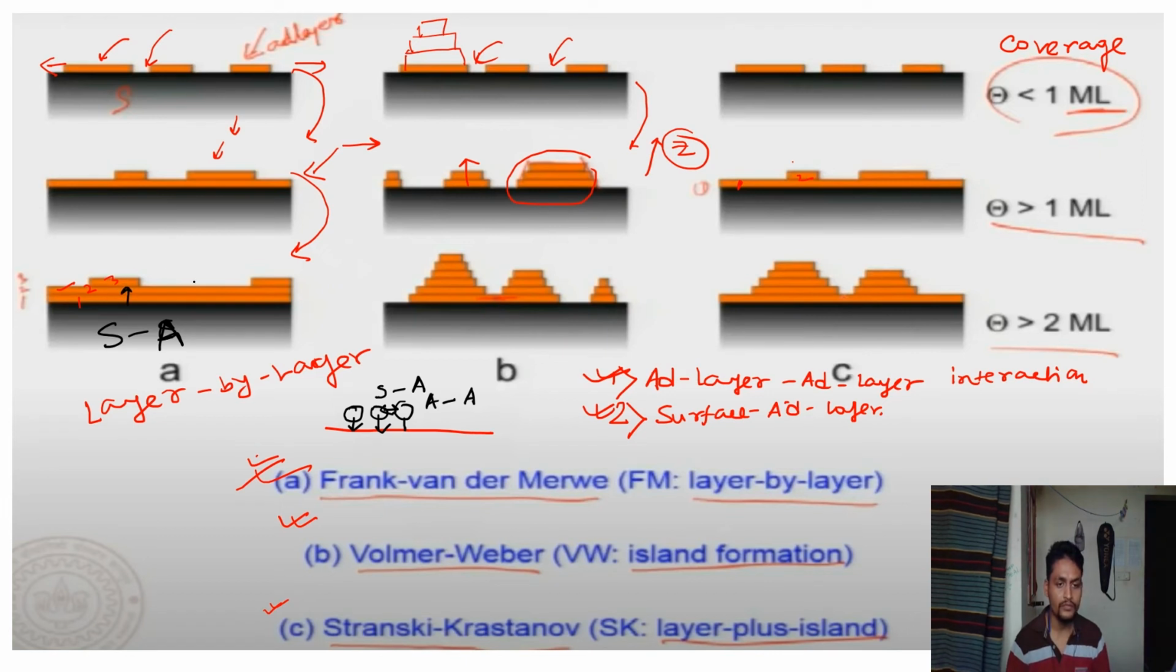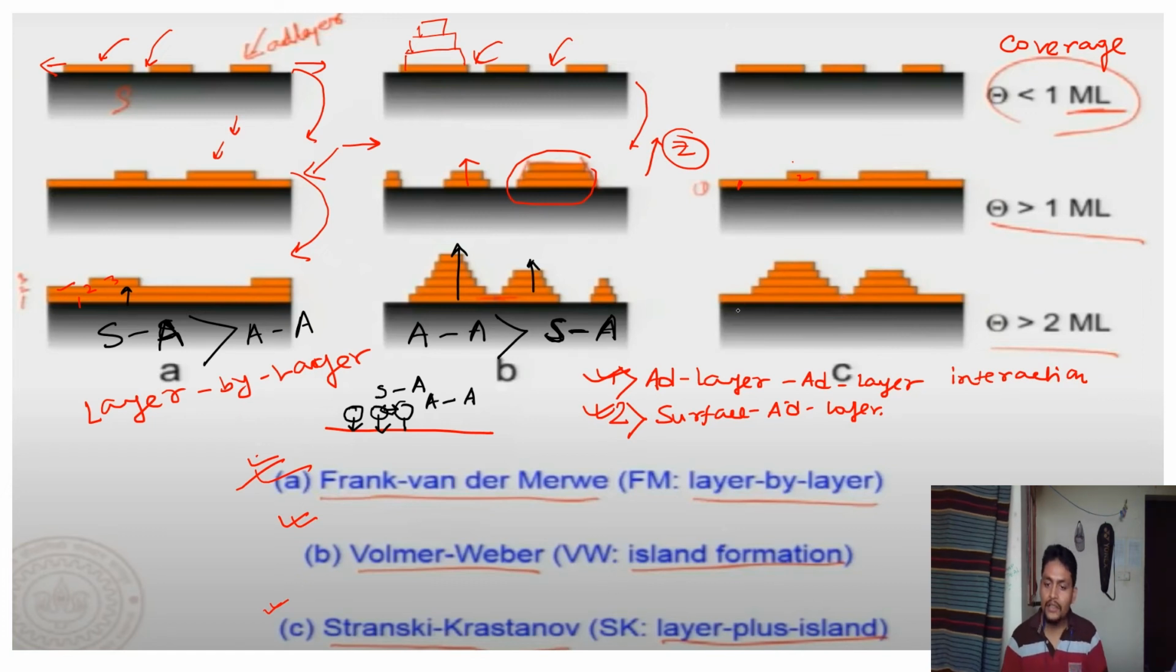Now, if the adsorbate interaction is very much higher than the surface interaction, if this is the case, then obviously after a certain point, the second layer of add molecules will adsorb on the first layer of add molecules, because this interaction is higher. So there will be this kind of growth, because the surface adsorbate interaction is not that strong.